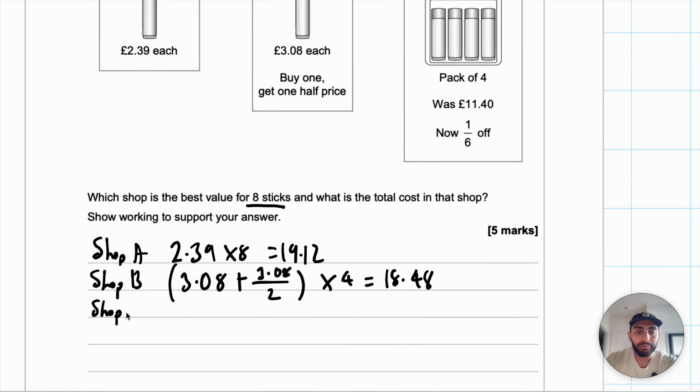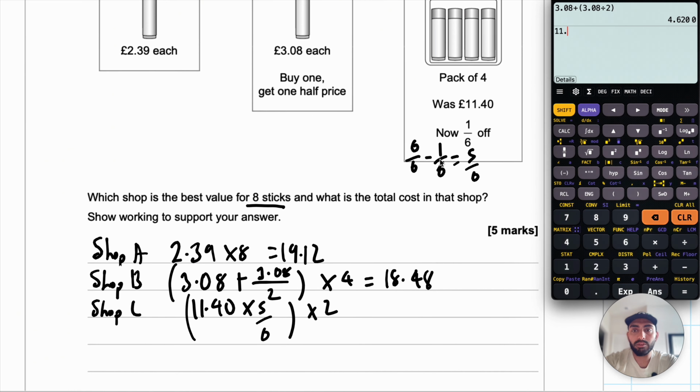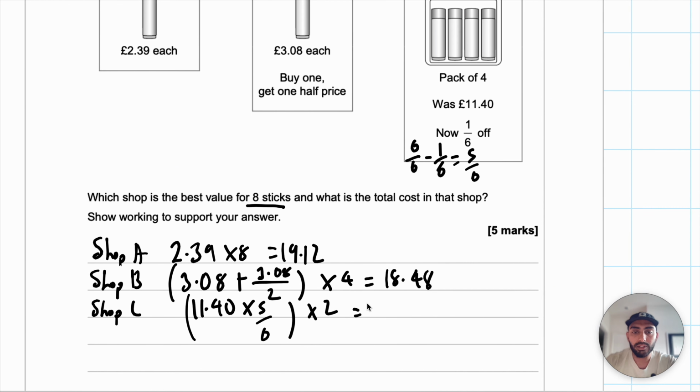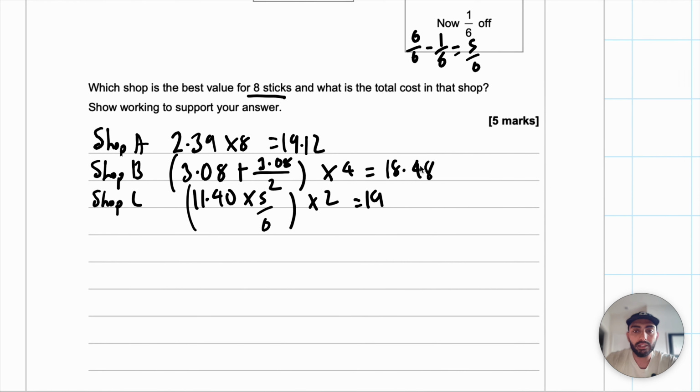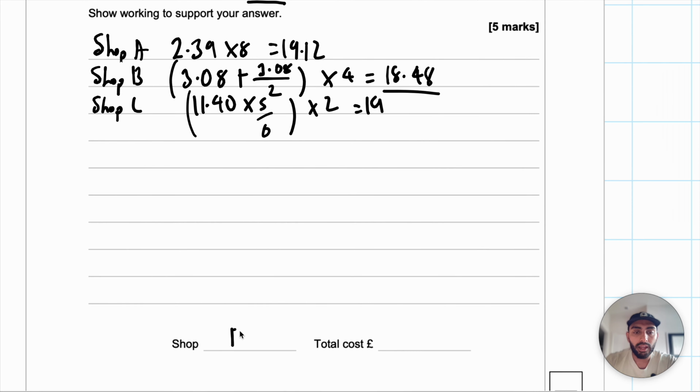For shop C, this time we've got packs of 4 that cost £11.40 to start off with. And now they're 1/6 off. So because they're 1/6 off, the original price was worth 6/6 and we've taken off 1/6. So the new price is worth 5/6. So all we do is multiply this by 5/6. This is the amount for a pack of 4, so we need to multiply that by 2 so that we get 8 sticks. So we're doing £11.40 multiplied by 5/6, and then we're multiplying that by 2. That gives me an answer of 19. Just comparing all of these, we're looking for the best value, so the cheapest one, which would be B, at £18.48.